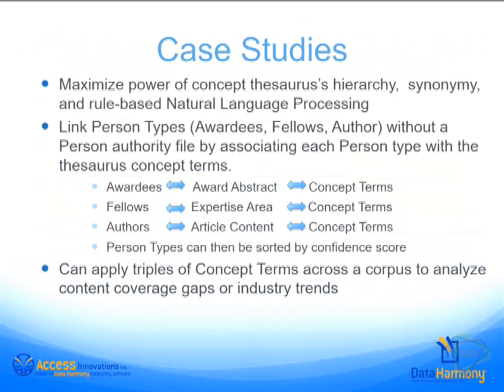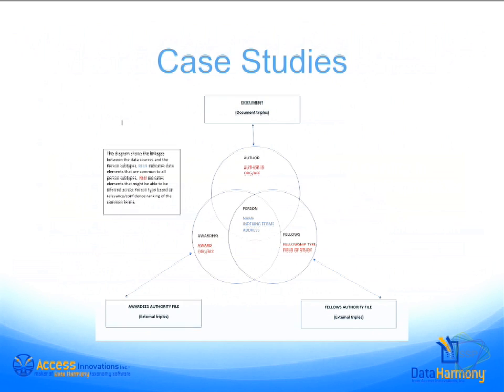And it gives you a good way to analyze what you're missing. It also gives you a good way to look for trends. So in this particular case study, we have the document here. Down here we have the name of awardees as an authority file, and over here we have fellows authority files. So we have the fellows, we have the awardees, and we have the documents about them.